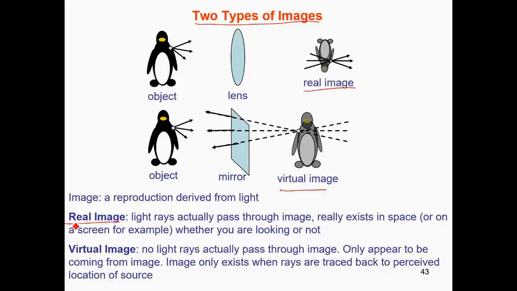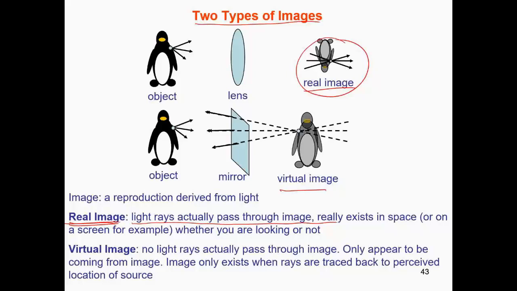Real image is the image formed by actual convergence of light rays, like this. A converging beam of light is called the real image, and the best example is the projector light, because the projector actually projects onto the actual screen, and the image is really there physically. So the best example is the image formed by the projector, because a projector has a lens.